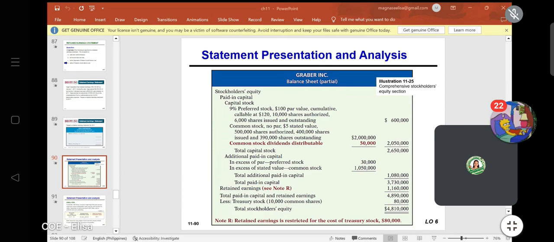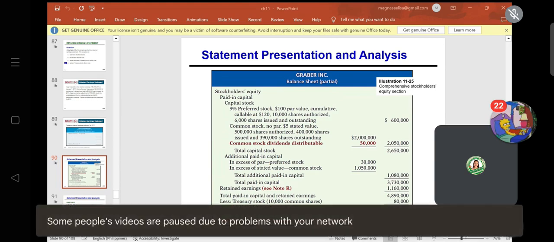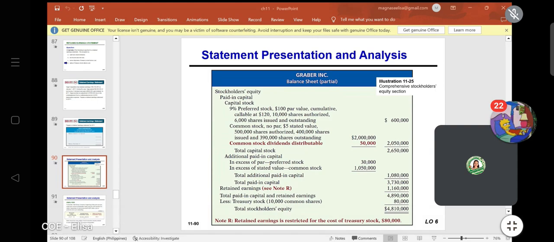So that's your total capital stock. And then you add on your additional paid-in capital, then total paid-in capital. Then you add your retained earnings, the total paid-in capital and retained earnings. Then at the bottom you deduct your treasury stock, so that you get your total stockholders' equity. So that's it.